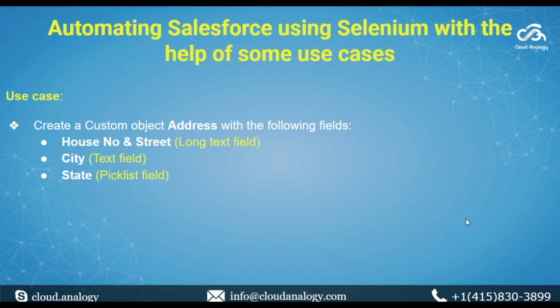So we'll move on to our next section, where we'll see how we can automate a script in Selenium in Salesforce using some use cases. Our first use case is that we have to create a custom object with the name address, which will have the following fields: house number and street, which will be a long text box field; city, which will be a text field; and state, which will be a pick list field. So let's move on to our org and go through the steps that we need to perform in order to create this object.